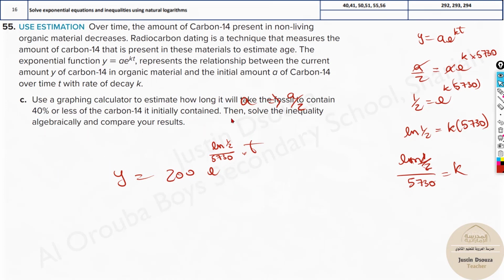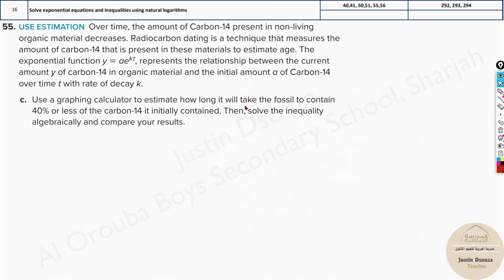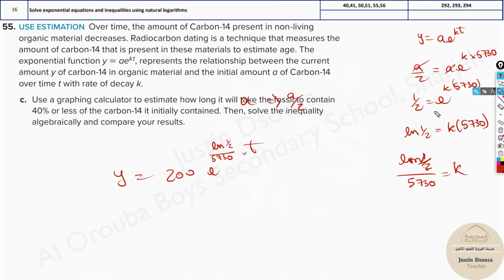Now they have not given time, but they have told you to use a graphing calculator to estimate how long it will take for the fossil to contain 40% or less of the carbon-14 it initially contained. Then solve the inequality algebraically and compare your results. Now here they are asking, what if it is 40%, because it's a decay, right? Now this y turns out to be 40% of 200. So this cancels. Or you can just write over here 40% and over here 1. That's fine, because this always cancels off.